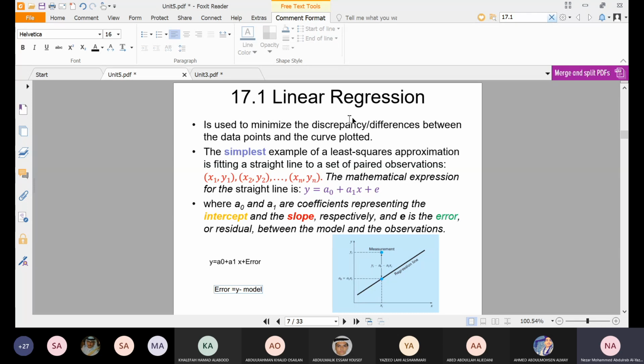So this linear regression is used to minimize the difference between the data and the curve plotted. And we can see this is a sample example of this. We use this for linear relations. So this is the mathematical explanation expressed here, where a0 and a1 are the coefficients that we want to compute. Here, for example, a0 represents the intercept, a1 represents the slope, and e represents the error between the model and the observation or our measurement.